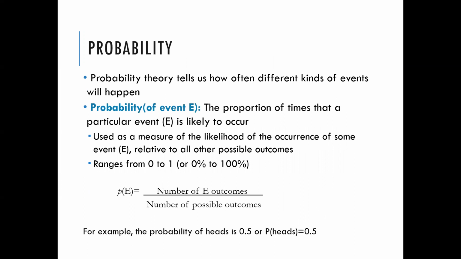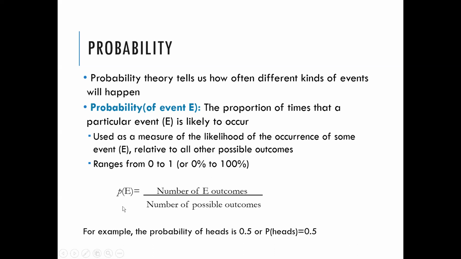Okay, so to reiterate, probability theory tells us how often different kinds of events will happen. So the probability of an event E, let's say, is the proportion of times that a particular event is likely to occur. And that's used as a measure of the likelihood of the occurrence of some event relative to all other possible outcomes. And probability ranges from 0 to 1, or if we look at it as a percentage, from 0% to 100%.